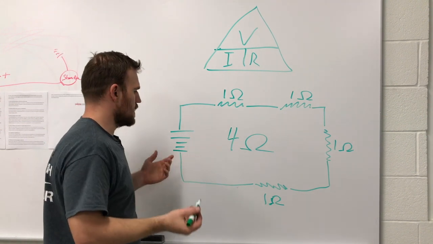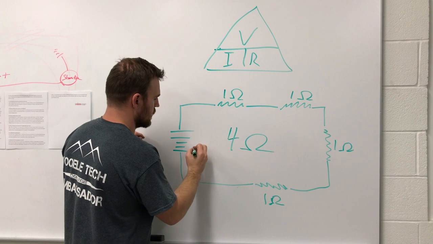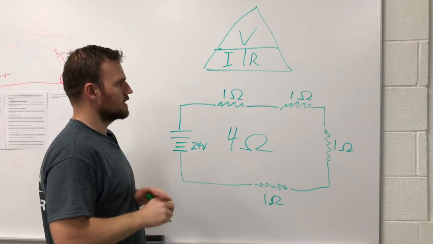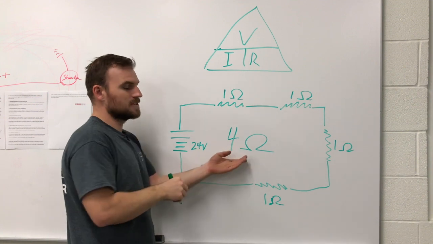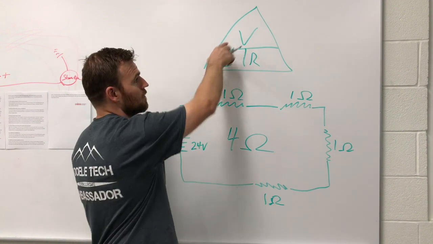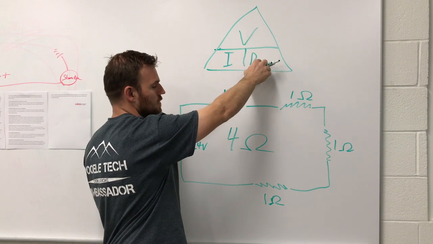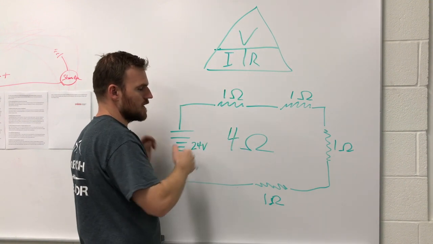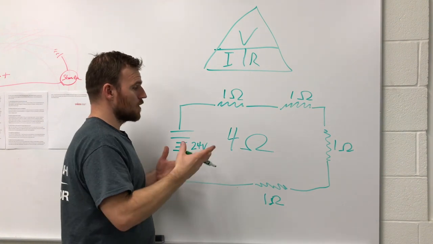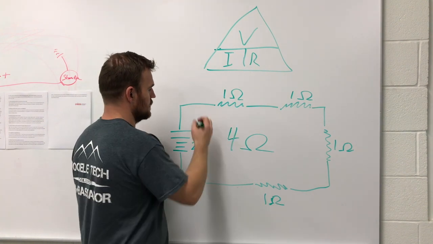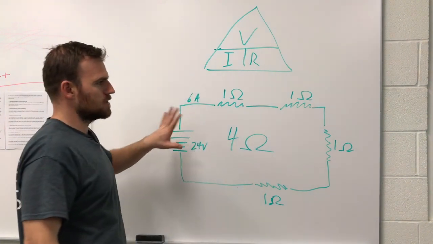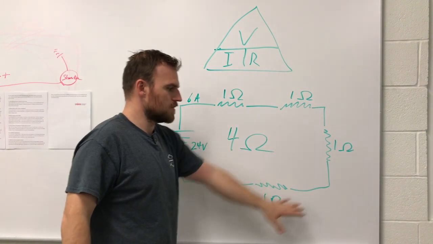Let's say we're working with a 24 volt circuit here, and we have X amount of resistance. We're going to try to find the intensity or the amps. So we got to have V divided by R. So what's 24 divided by 4? Well, that's going to be 6. So we're going to have 6 amps. So we can write 6A. Okay, so 6 amps is what it takes to move through this circuit.